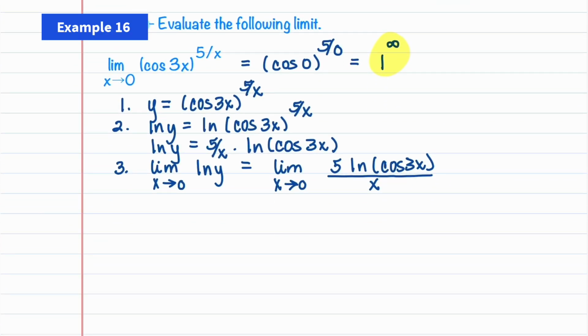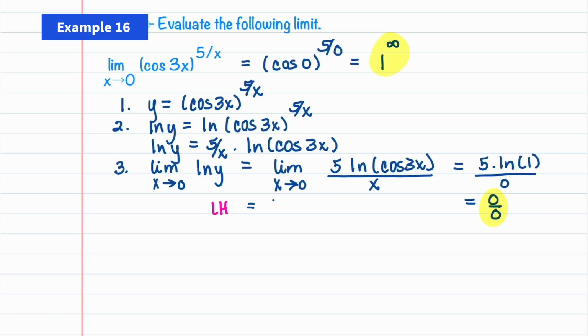Now we are going to evaluate this right-hand side. We're going to let x go to 0, so this is 5 times natural log cosine of 0 is 1, and then we have a 0 on the bottom. Natural log of 1 is 0, so we get 0 over 0, and this is the indeterminate form that allows us to use L'Hopital's rule. So now we're going to use L'Hopital's rule.